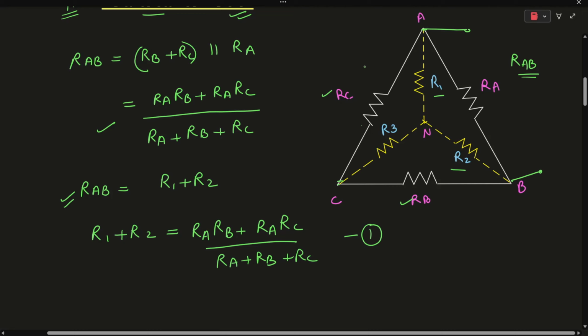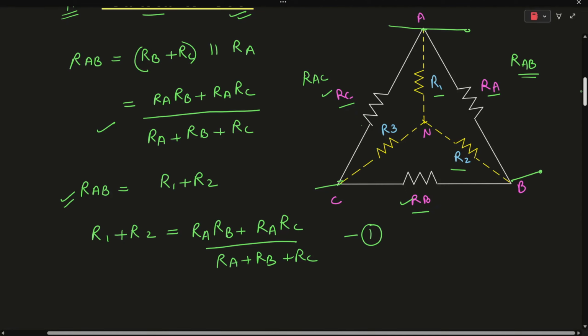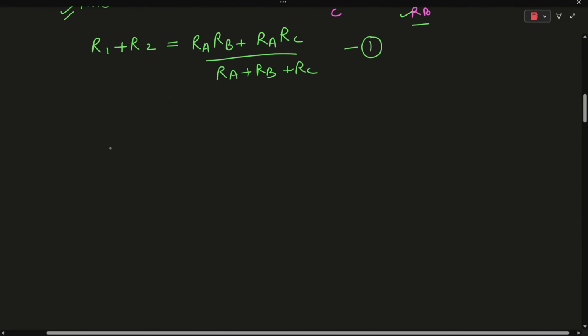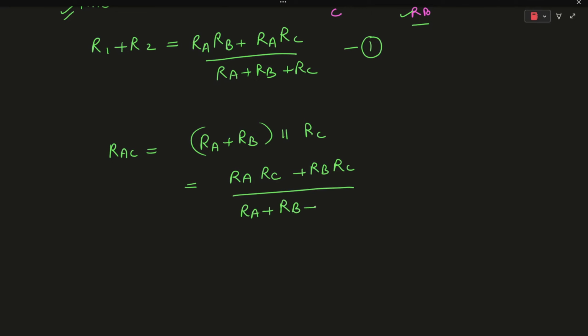Similarly, we can see that the equivalent resistance across the A and C terminals, RAC, will be the series combination of RA plus RB in parallel with RC. So that comes out to be RARC plus RBRC upon RA plus RB plus RC.